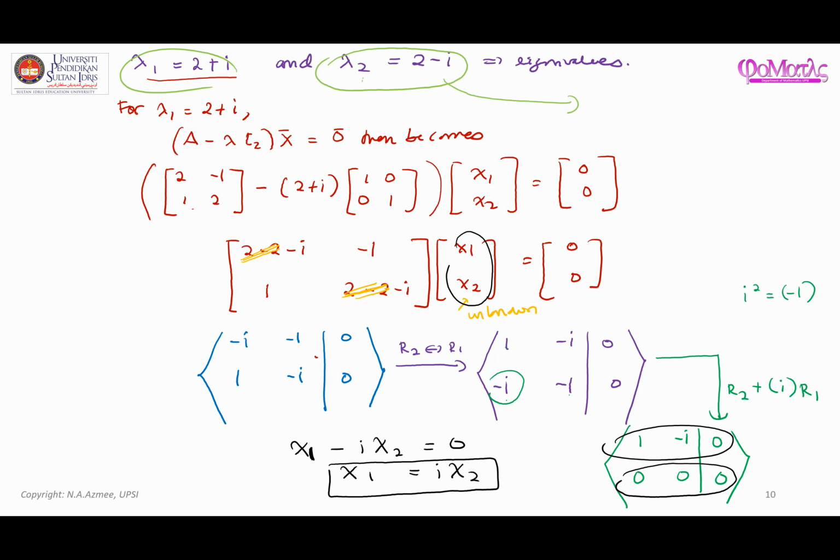The eigenvector corresponding to lambda 2 equals 2 minus i is this guy, negative i and 1. Okay, so this one you can try and do on your own.